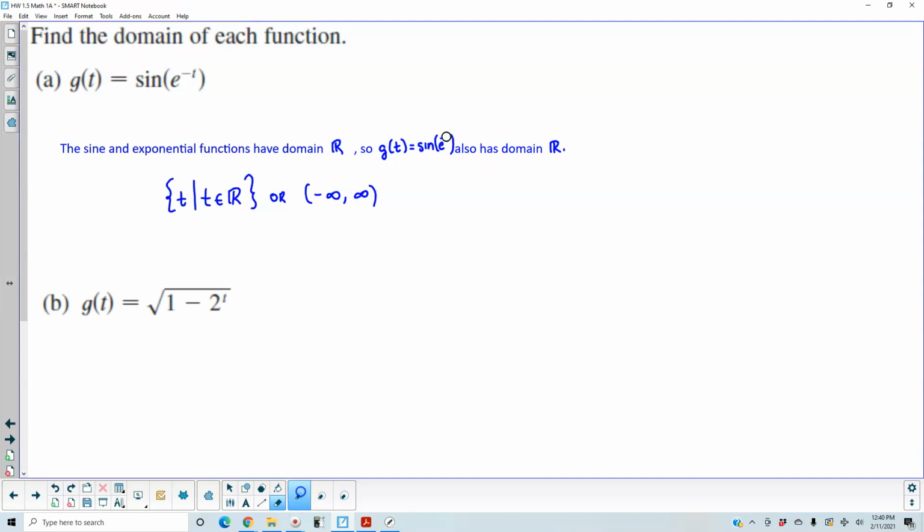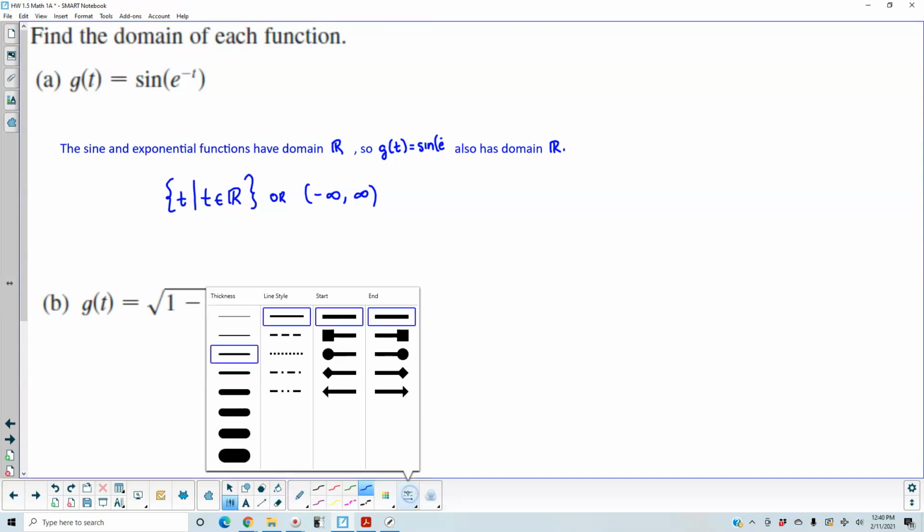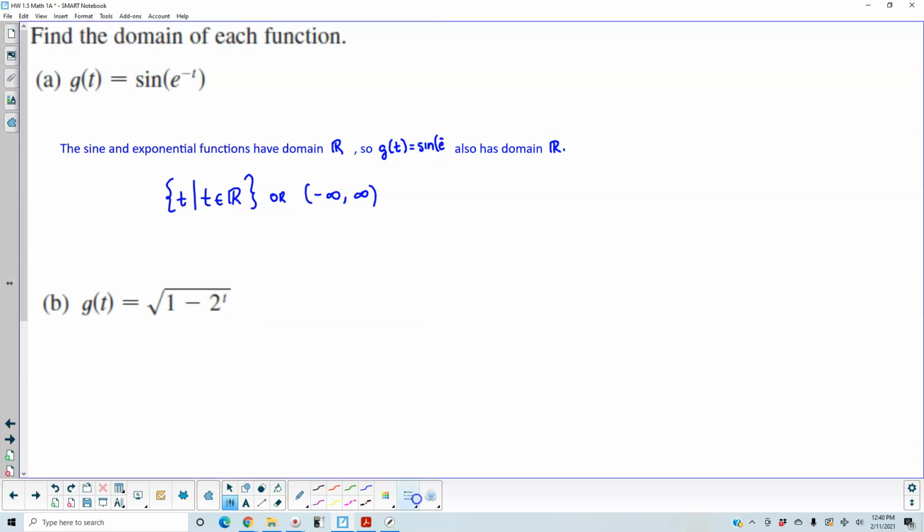Let me just make sure that negative is in there. So we have negative t.